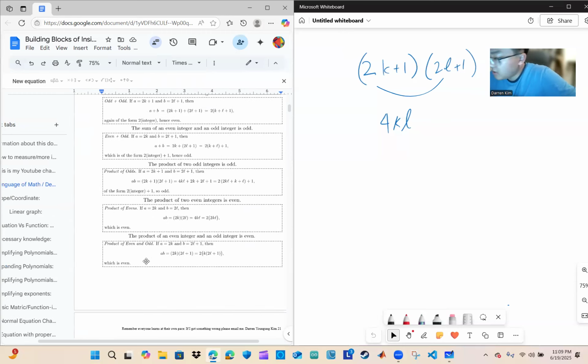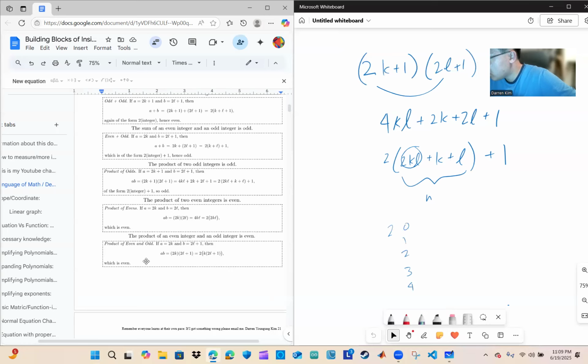Anyways, this is 2k plus 2l plus 1, and we see that it's 2kl plus k plus l plus 1. And this, as we know, is just n, because it's an integer multiplied by 2. Just showcasing here: 0, 2, 4, 6, and so on. It's just even, right? And even multiplied by more even will just give you even.